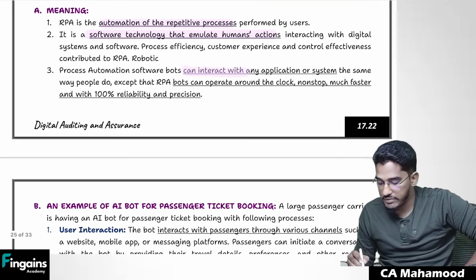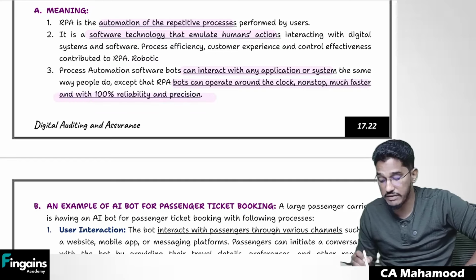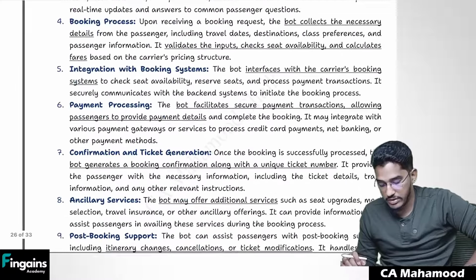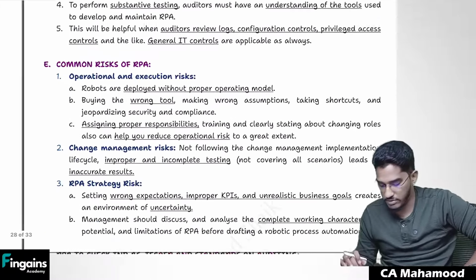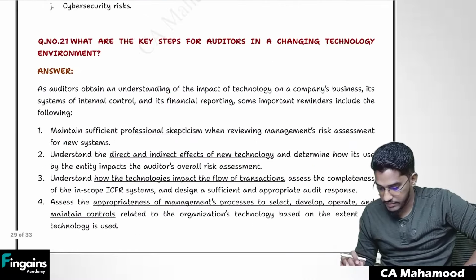RPA can interact with any application or system the same way people do, except that RPA bots can operate around the clock, non-stop, much faster, and even with 100% reliability and precision. Whatever software we have seen, they try to give an example of the same here. Just go through it, you will be able to understand it. So these are all the major questions from the digital audit.